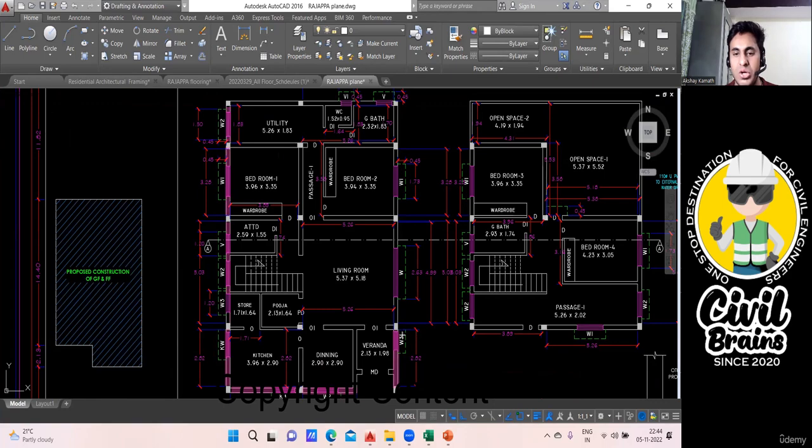So this will be 2.52 only. Whatever measurement you have taken for lintel concrete, the same thing will come now. Here also sill concrete will come. Here it won't come, and here we didn't take. And this entire portion also will have sill concrete.